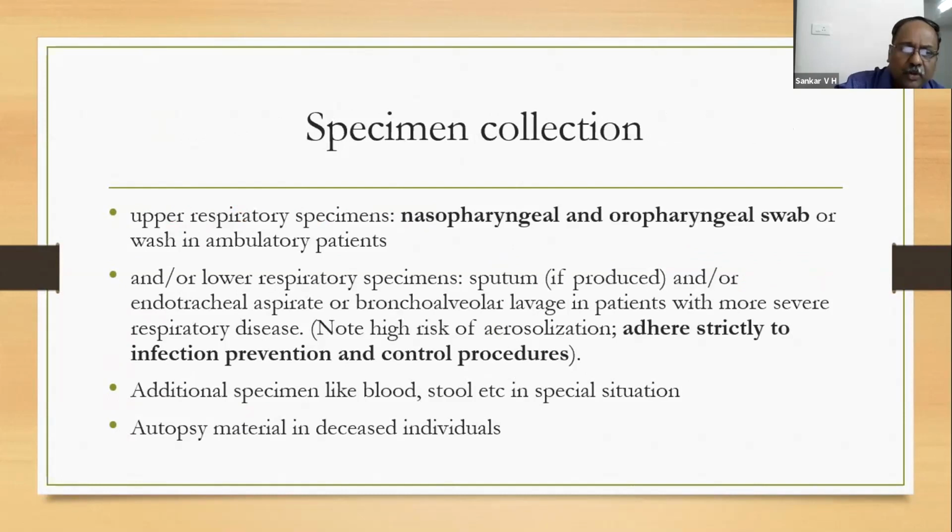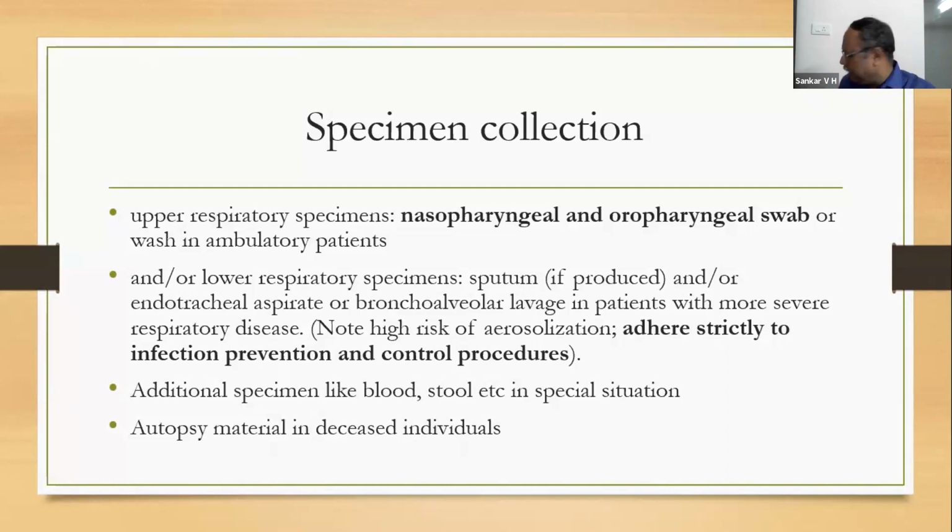Which specimen should we use? Ideally, the specimen should contain viral RNA. The ideal specimens are upper respiratory specimens like nasopharyngeal or oropharyngeal swabs or wash in ambulatory patients. But if the patient has significant lower respiratory tract infection, in adult patients you can use sputum if produced, or endotracheal aspirate or bronchoalveolar lavage in patients with more severe respiratory disease. But make sure that procedures like bronchoalveolar lavage or a wash will cause aerosolization, so there is more chance of spread of infection. Adhere strictly to infection prevention and control procedures. Usually we take nasopharyngeal and oropharyngeal swabs.